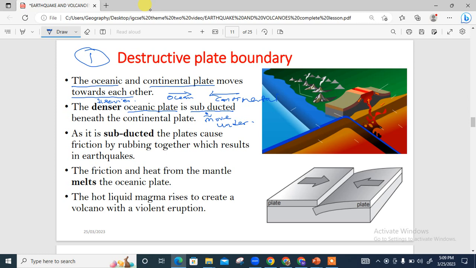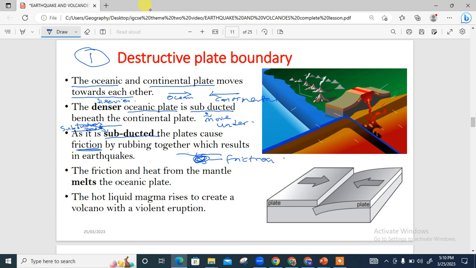So this is the first diagram. Once they meet, the oceanic plate will move under while the continental plate will remain on top of it. This point is called the subduction zone. As it is subducted, the plate causes friction. At that point where they meet, the oceanic plate is forcing its way to go beneath the continental, so they rub at each other. Friction will be generated.